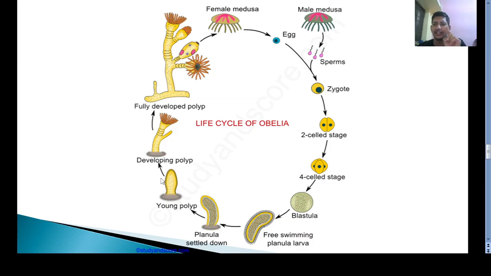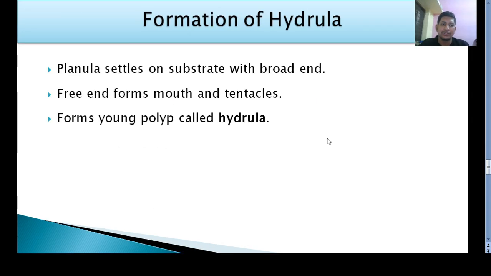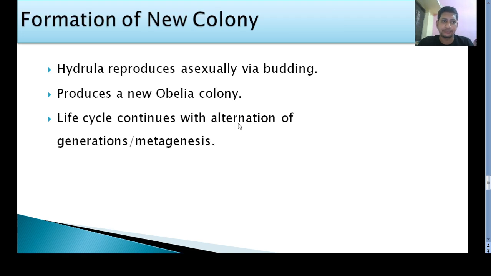Okay, don't get confused. First zygote, next blastula, gastrula, planula, hydrula. Okay, so these are the different stages in the life cycle of Obelia. Now I will come back to the slide. So you can see here, planula gets settled down on the substratum with the broader end. The free end will develop mouth and tentacle, and it forms the young polyp. It is also called hydrula.